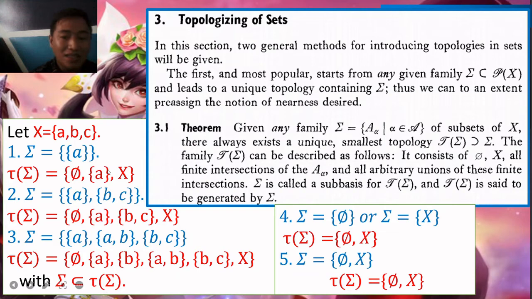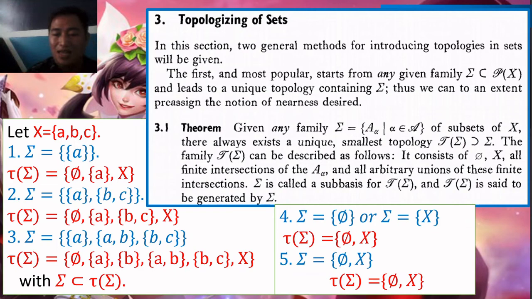Sila tanan. So number 4 po dara, if our X class contains the MT, then our sigma is the empty set, and then our sigma contains the X double set X. So ang tau sigma class kay syempre ang empty lang po doon, the set containing empty and X lang, kasi sila man ang smallest, di ba, nga topology nga nag-contain sa empty o nag-contain but sa X.